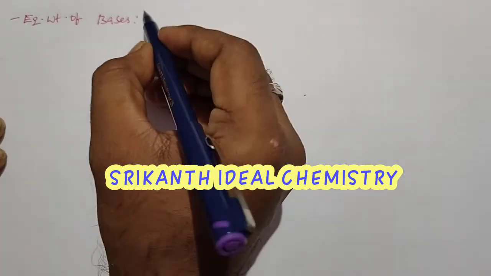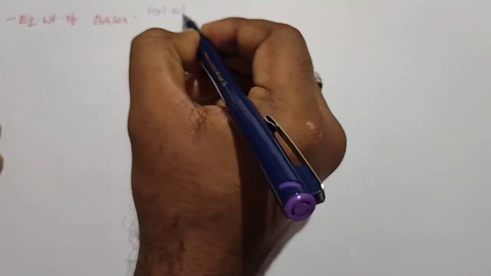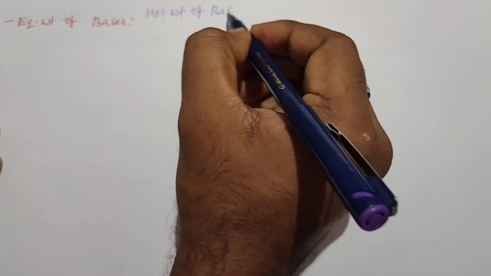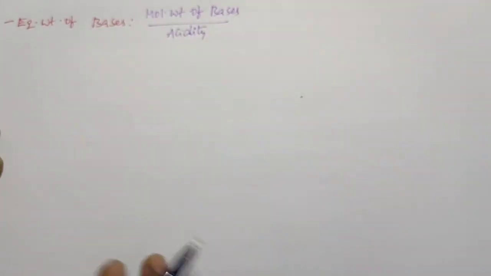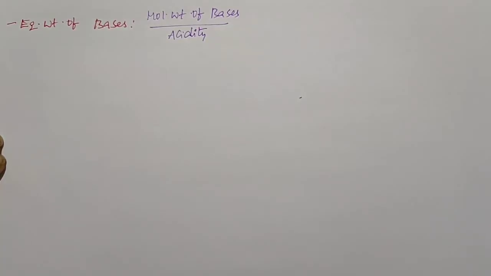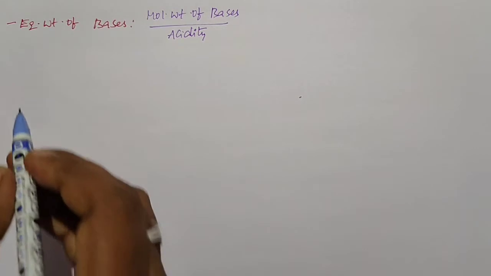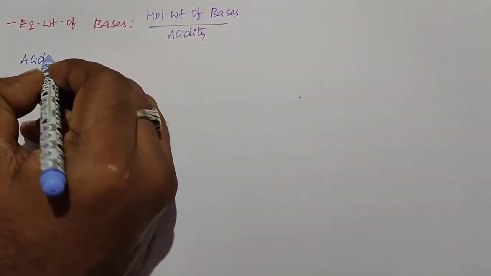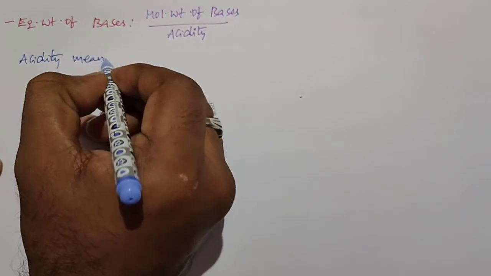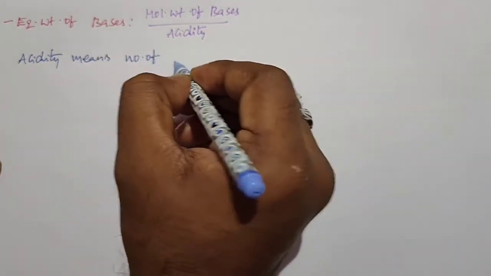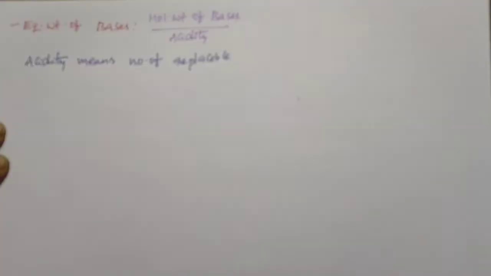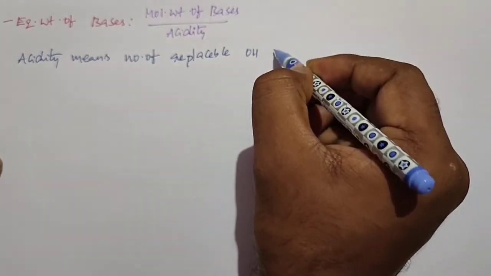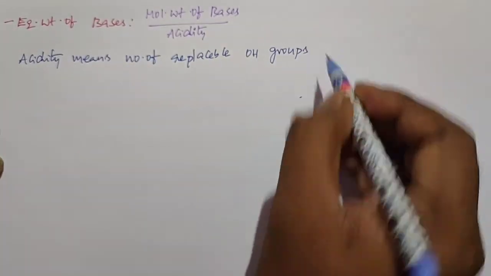The equivalent weight of bases is equal to the molecular weight of the base divided by its acidity. Here, acidity means the number of replaceable OH groups present in the given base.